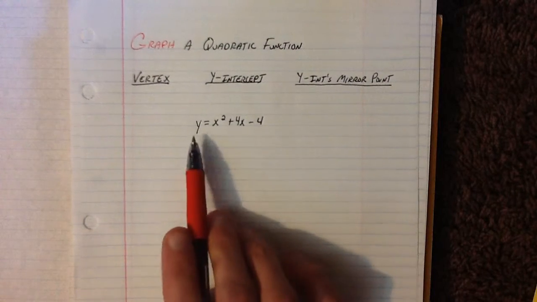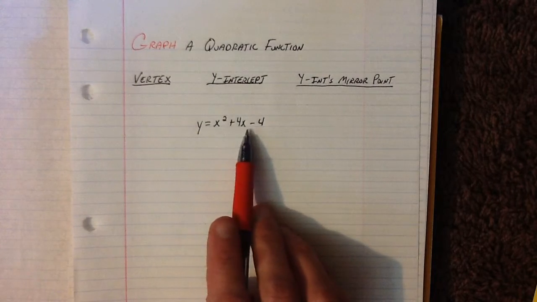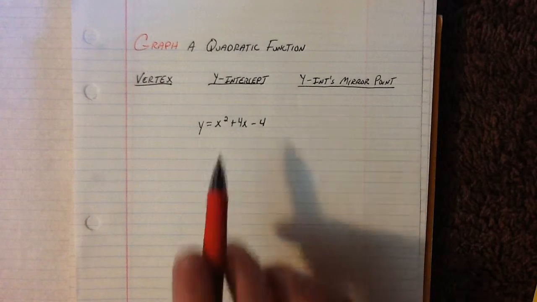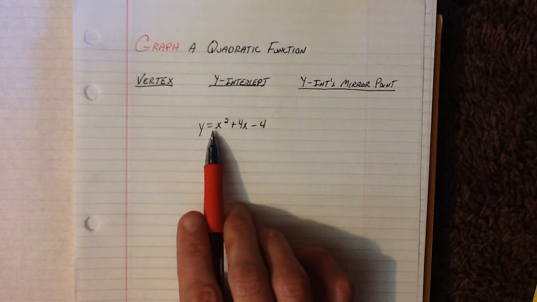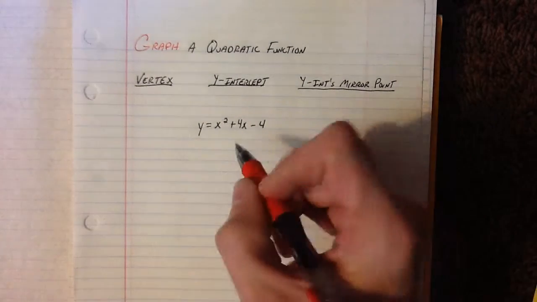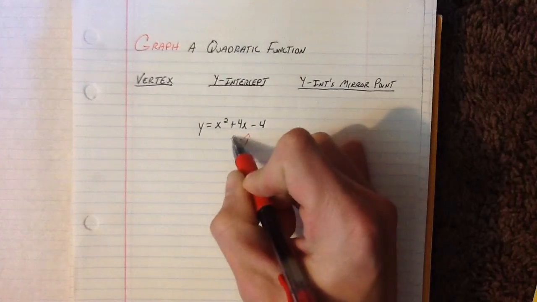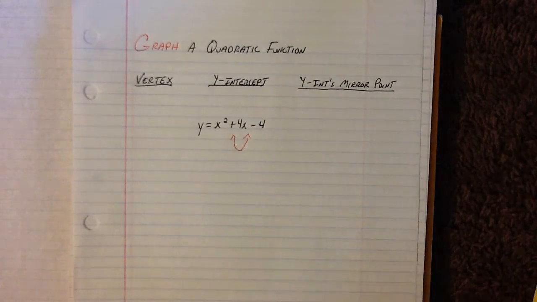My equation is y equals x squared plus 4x minus 4. I notice that my a value is a positive 1, so by the time I'm finished graphing this function, I should have an upward opening parabola. If I don't, then I've clearly done something wrong.